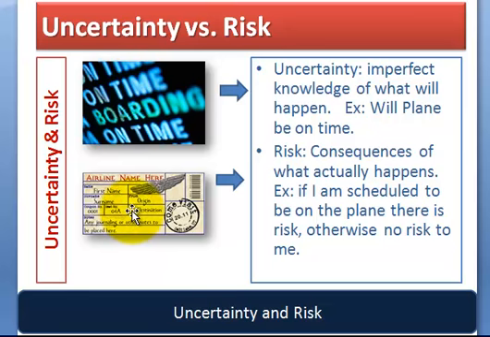Risk comes into play when we talk about the consequences of what happens if that uncertainty actually happens. Well, if I'm not scheduled to be on the plane, then the plane being late presents no risk to me. It's only a risk if I have a ticket to be on the plane. So uncertainty is out there, it's imperfect knowledge of what will happen. The risk is just the consequences. Well, if I'm not on the plane, there are no consequences.